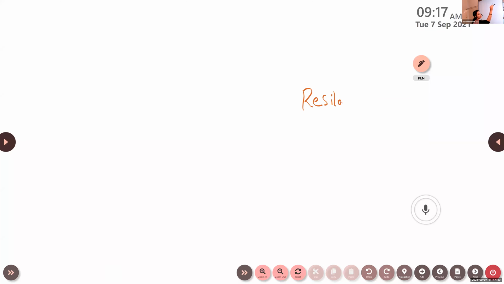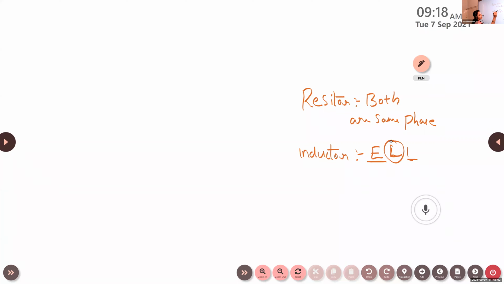So we know that in the case of a resistor, both are in the same phase. In the case of inductor, we write a clue like ELI. Here EMF leads the current by 90 degree. And in the case of a capacitor, we know that current leads the EMF by 90 degree.